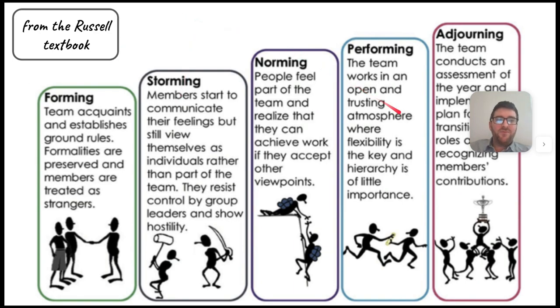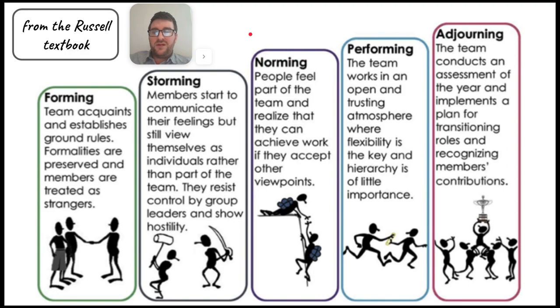So this image is straight from the Russell textbook, which a lot of you might have if you are studying the Cambridge syllabus, which I assume you are if you're watching this video. This image nicely breaks them all down in a fairly clear way. So forming, some key parts to that are establishing ground rules, the fact that it's still quite formal and they treat each other as strangers. So generally they've just met or they haven't worked together in the past.